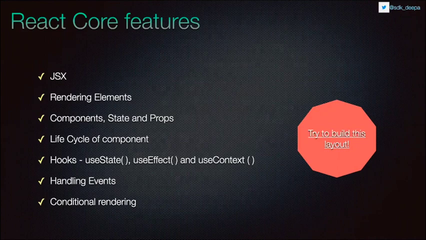So how did we render elements? Rendering elements happens through the ReactDOM.render method. What is a component? Think of it as a puzzle piece. It's a reusable piece of UI. And we talked about component lifecycle. We talked about the basic hooks. And finally, we wrapped it up with handling events and conditional rendering.